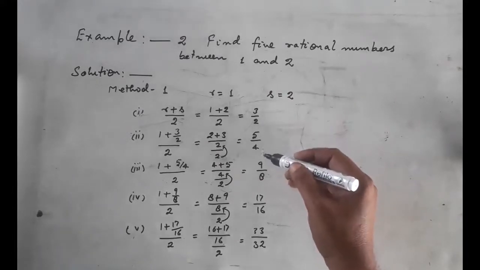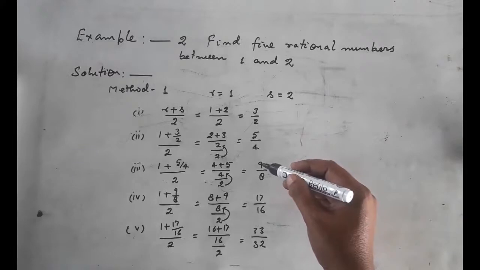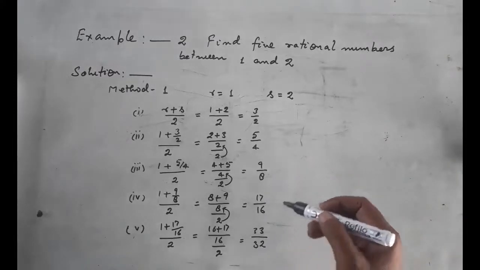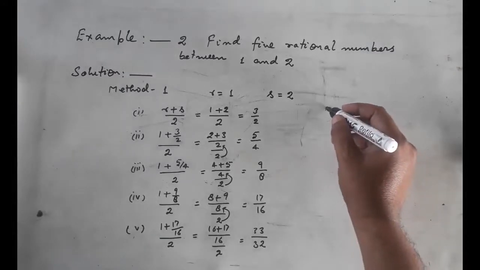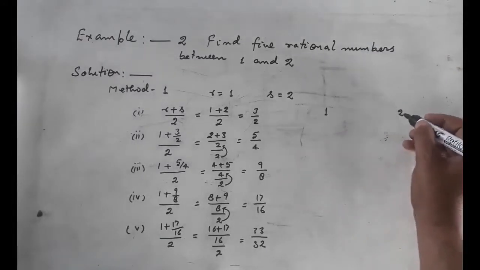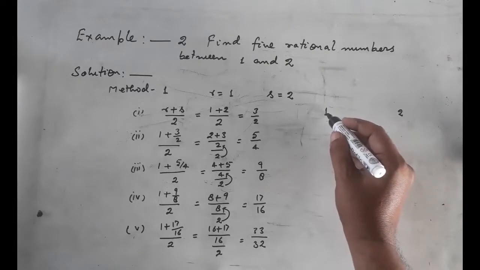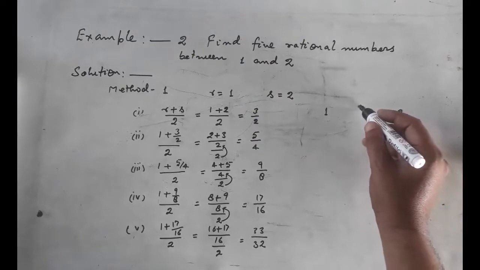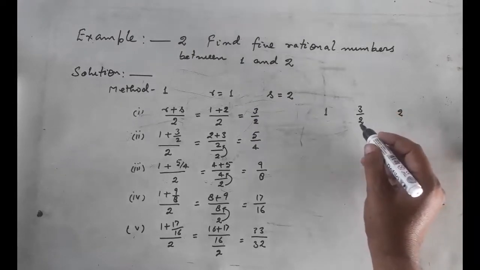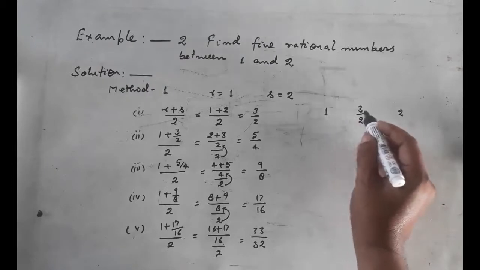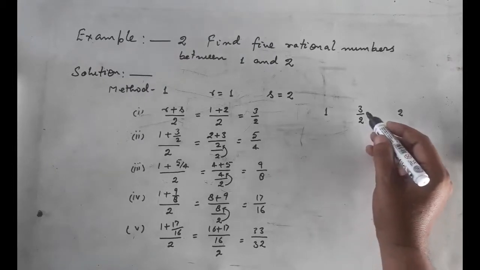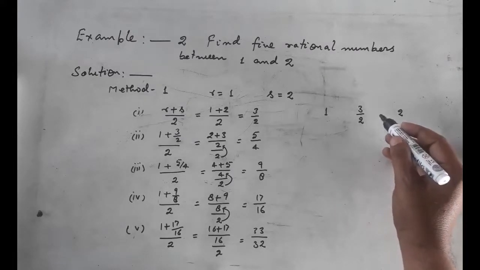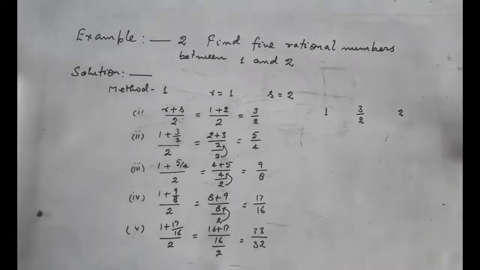3 by 2, 5 by 4, 9 by 8, 17 by 6, 33 by 32. Means you can find 1 and 2 on doing 1 plus 2 by 2 and you will find 3 by 2. You can find 3 by 2 plus 1 by 2 or 3 by 2 plus 2 by 2 also here. Then you can find your next rational number.